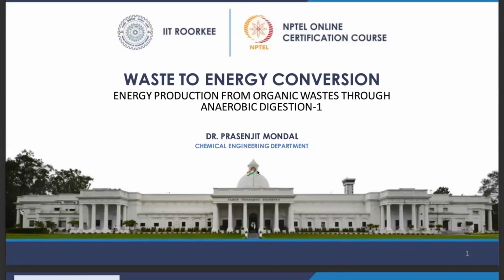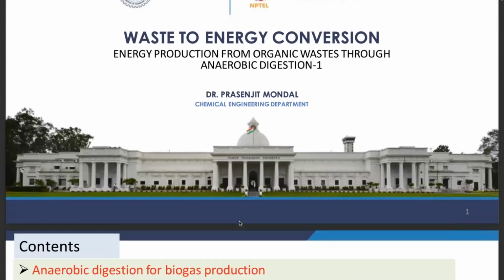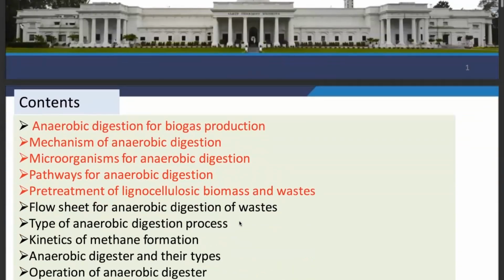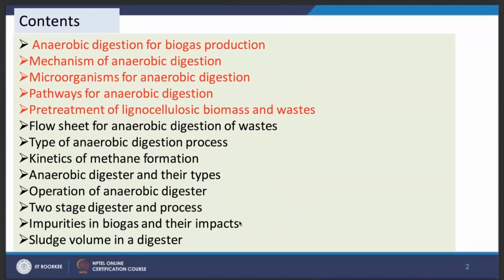So till now, we have covered thermochemical processes such as pyrolysis, combustion, and all those things. Those were thermochemical processes. From here, we are discussing the biological routes for converting waste into energy or getting some of the commercially important products from the waste material. So in this current lecture, we will discuss these points which are marked in red.